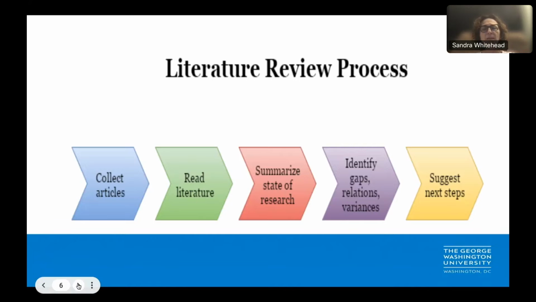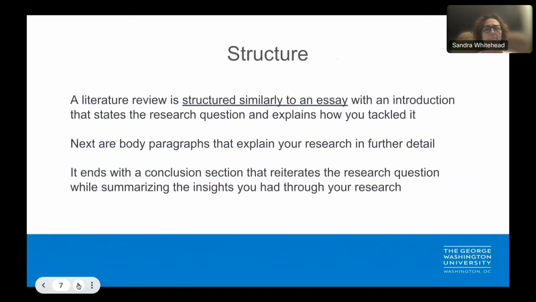And then the next piece of that is, how do those work together? Do they form a clear body of literature that doesn't have gaps? Are there relationships between the different articles and the different frameworks that people use for those articles? And what are the variances? And so thinking about that process, you'll have your literature review and be able to suggest some next steps and how your article or your project fits in.